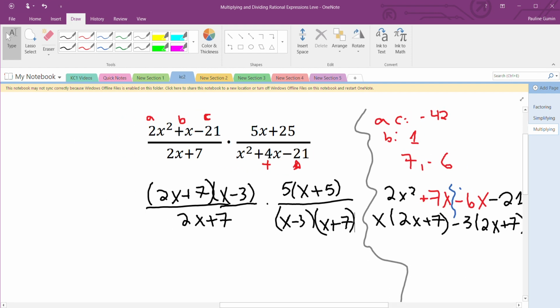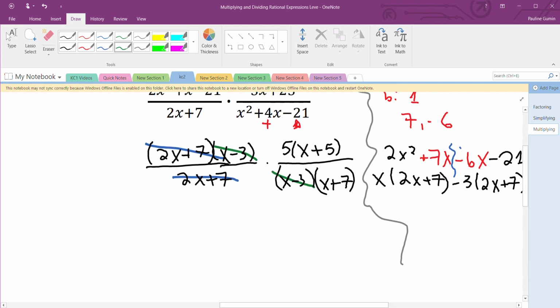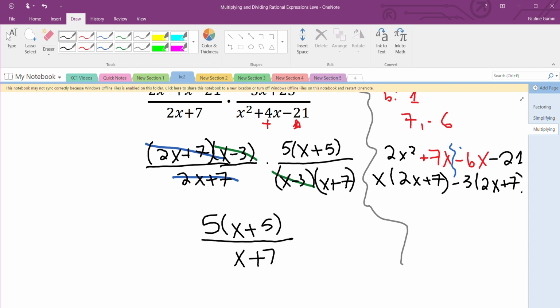Okay, now that it is all completely factored, let's start crossing things off. On the first fraction alone, I see this 2x plus 7. It's going right away. Great. I see one other thing, and that's the x minus 3. And that's it. Wow, okay, so the whole first fraction went bye-bye. Very nice. I'm multiplying straight across. And that's my answer.